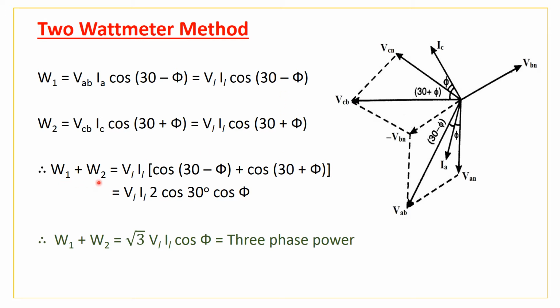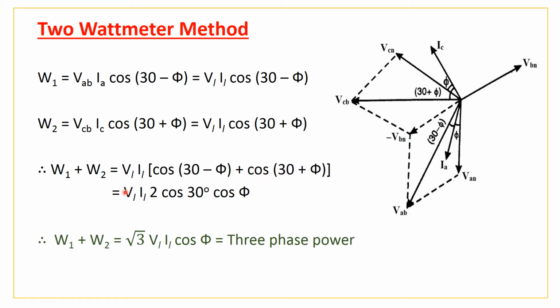So now W1 plus W2 is equal to, here VLIL is common term. So I will take VLIL common, so that cos 30 minus 5 plus cos 30 plus 5 will remain. Either you can solve it individually as cos A minus B and cos A plus B by taking cos A cos B minus sin A sin B and cos A cos B plus sin A sin B. So their sin terms will get cancelled. You will get 2 cos A cos B, or in other terms directly you know that 2 cos C cos D is equal to cos C minus D plus cos C plus D. So even that formula you can use.